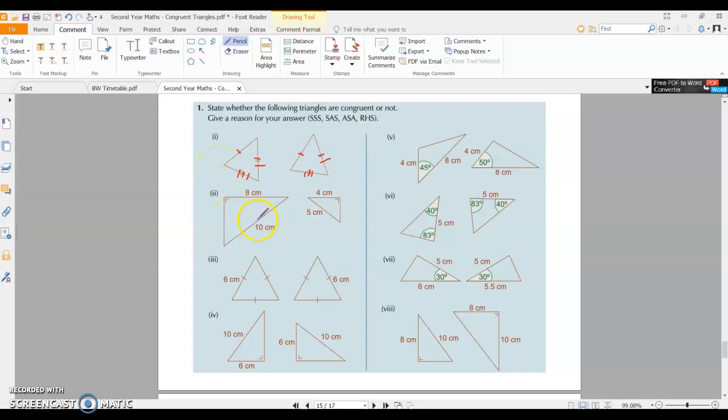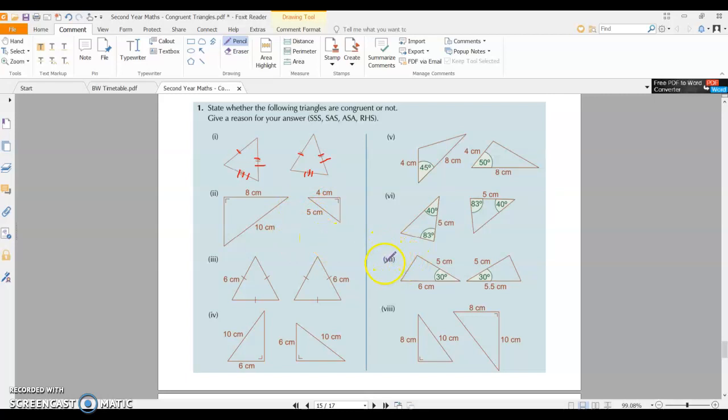For this one here, 8 and 10, 4 and 5. So no, the one on the left is bigger than the one on the right. Congruent means identical. So you don't have enough information to say they're congruent, and they're not congruent. So you'd pick these are not congruent, whatever button I've put there.